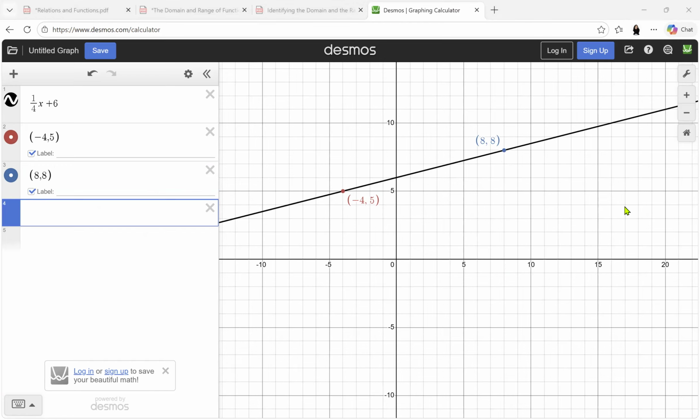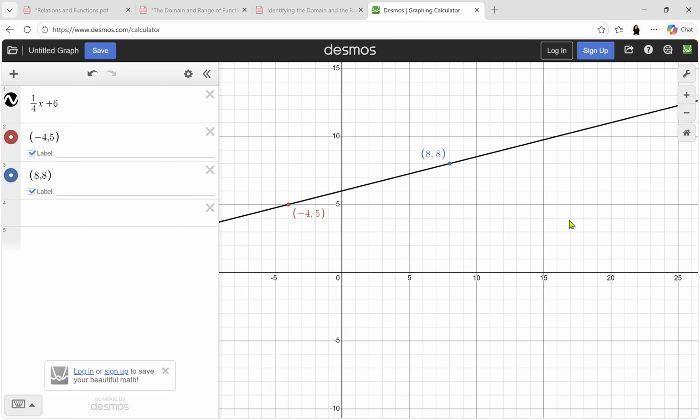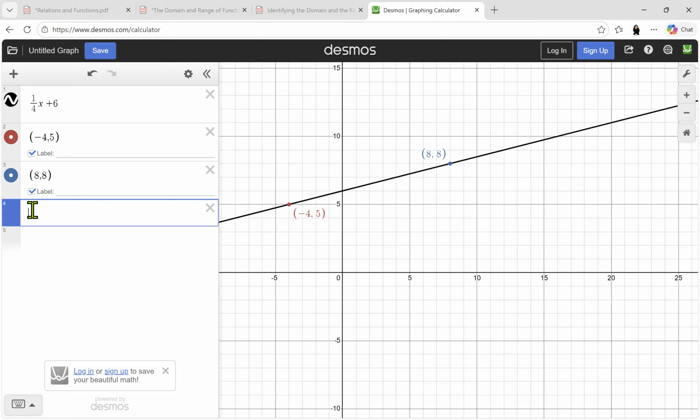So what about when we find f of 16? F of 16. Ten? Yes, correct. 10. So that would be 16, 10.